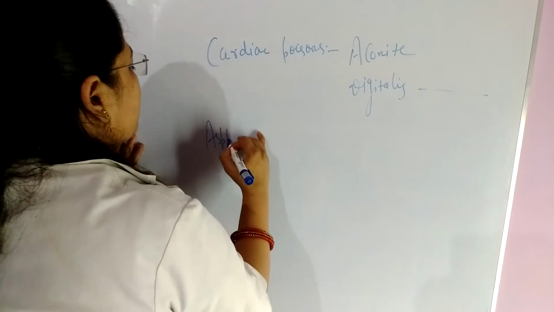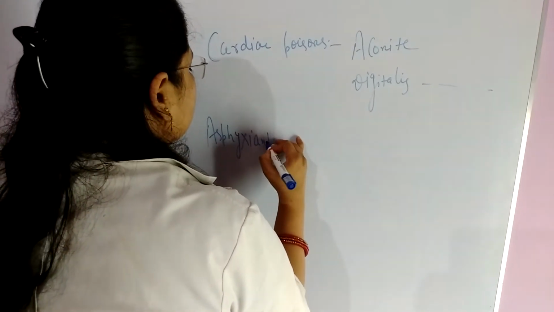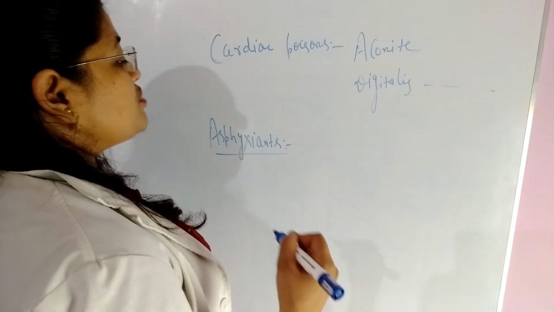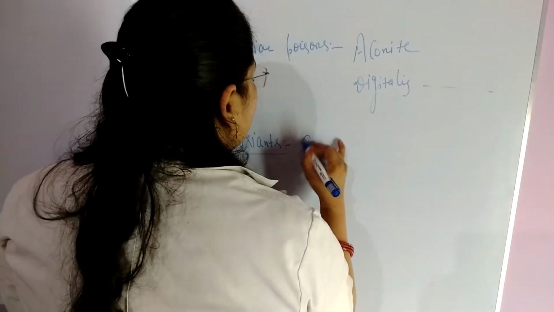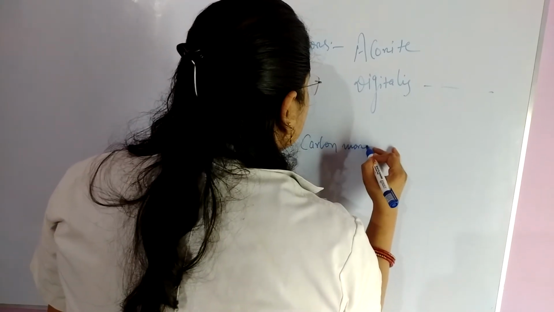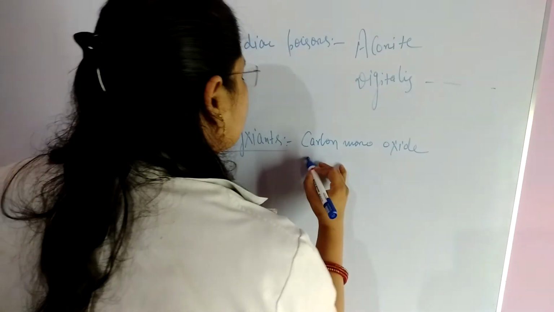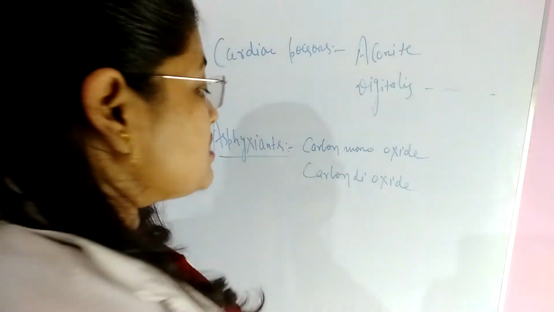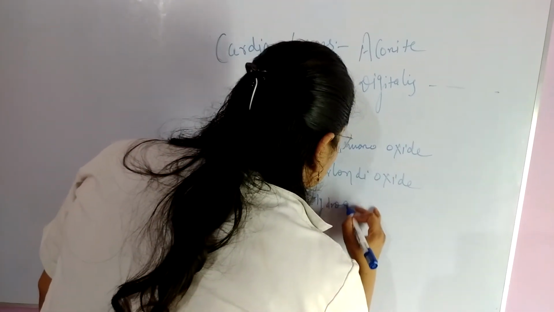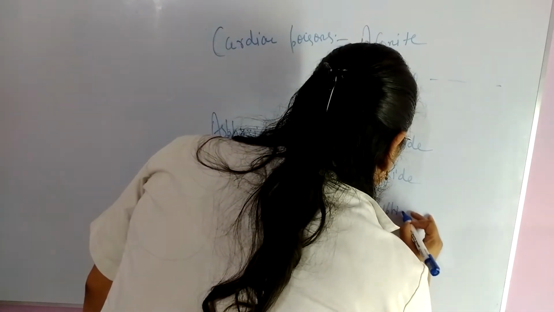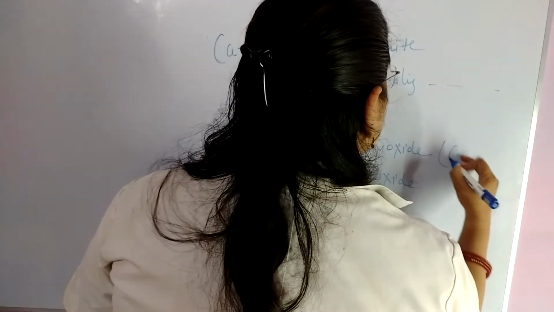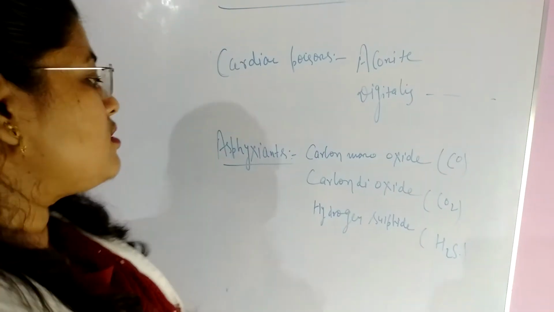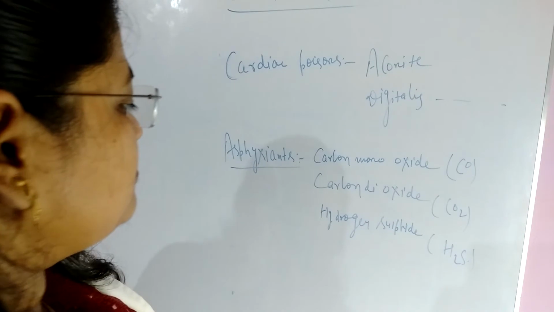Next is asphyxiants. Asphyxiants cause obstruction of the respiratory tract and produce asphyxia. Examples are carbon monoxide gas, carbon dioxide gas, and hydrogen sulfide, sometimes abbreviated as CO, CO2 and H2S. These gases are asphyxiants.